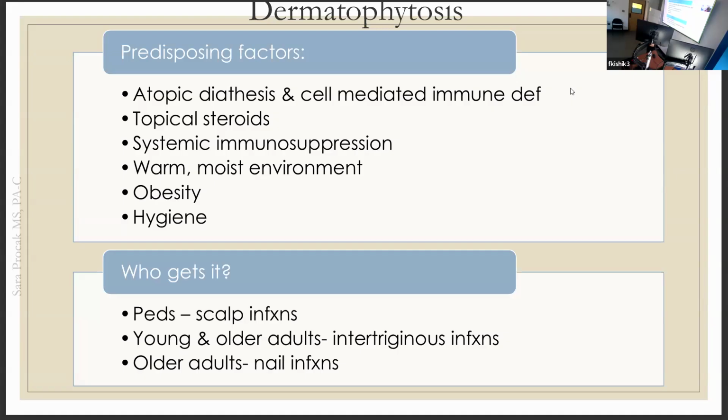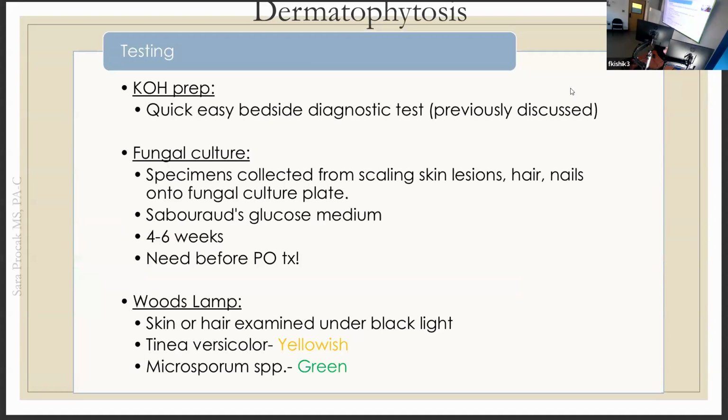Fungus typically likes warm, moist environments. That's just where they thrive, okay? So anytime there's occlusion on the skin or an intertriginous area, or even between the toes, those are sites where fungus likes to thrive. You can also see that with obesity, with redundant skin folds because of the occlusion. And then hygiene: if your patient's not cleaning their skin well, obviously fungus is going to be able to live. In pediatric patients, we typically see these infections on the scalp. In young adults and older individuals, it's going to be intertriginous areas. And in the elderly, it's usually nail infections.